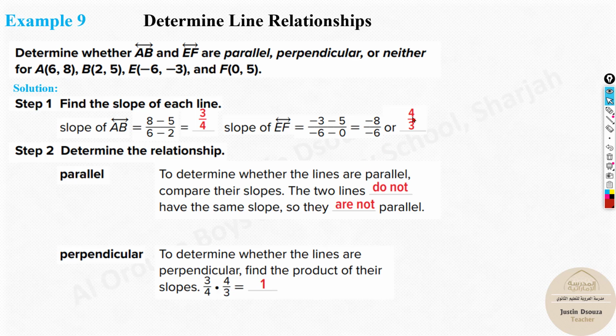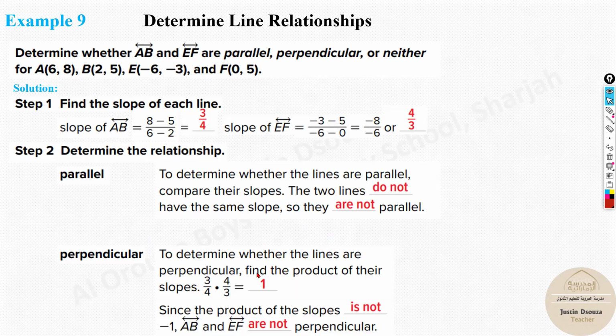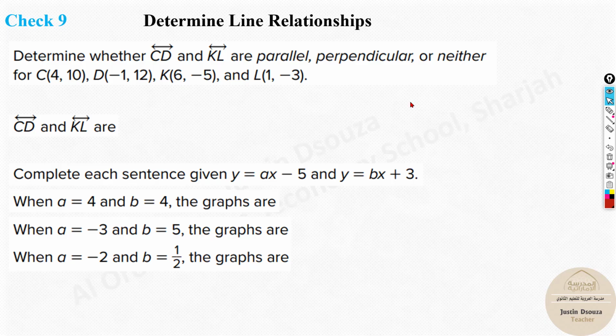No, when you multiply them, you're going to get positive. It should be negative, right? If you multiply, you're getting 1, which is no good. So, since the product is not negative 1 and their slopes are not the same, they are not perpendicular, nor are they parallel. It's neither. Neither means none of them.